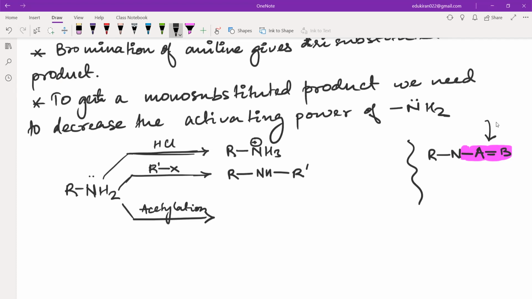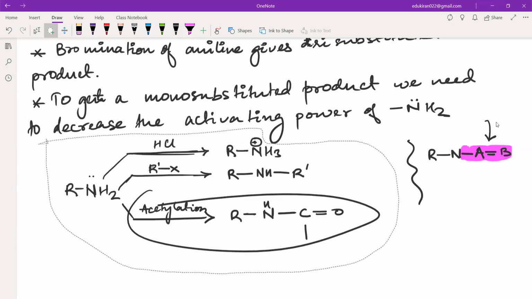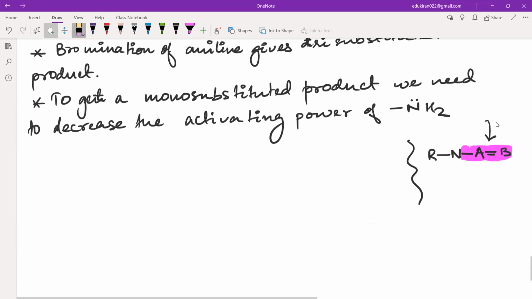Now, you can see that we are getting R, N, H with a single bond to carbon, which has a double bond to O, and there is some group attached to the carbon. Something like this? Yes, sir. Now tell me, are we getting our desired fragment? Yes, sir. So this is the reaction we will do. And after that, we will be reacting the product of acetylation or acylation with bromine water. So let us see what is going to happen.